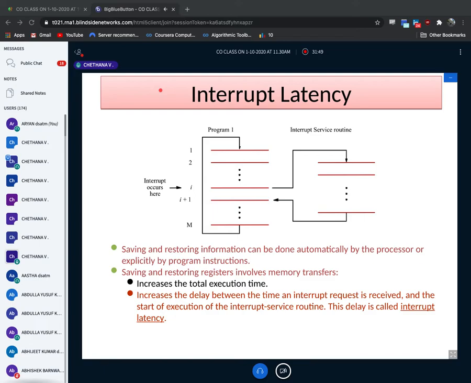Latency means what? First. Any answers by your side? Latency means? What could be latency? Yeah, very good. Lavanya has given the answer: delay. Very good. Any other answer? Okay, fine.